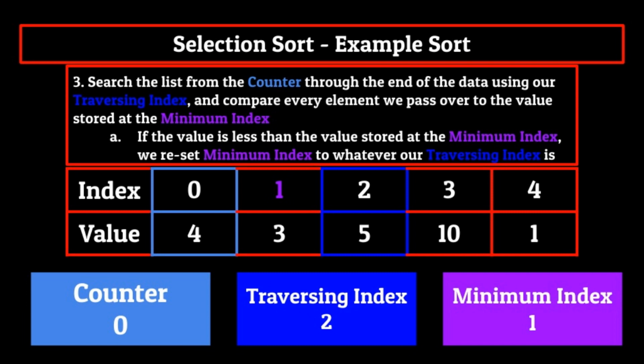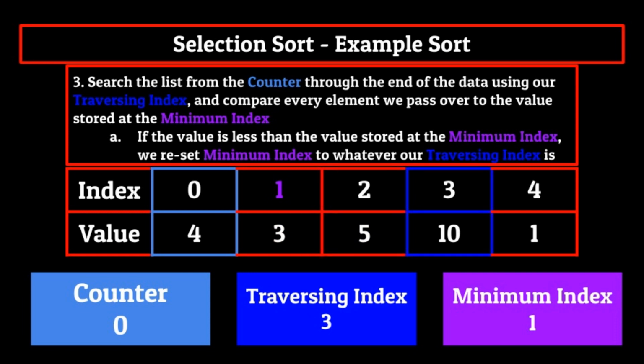Next up, we would compare the value stored at the third index, the integer 5, to the value stored at the new minimum index, which now contains the value 3. Since 5 is greater than 3, no swaps are necessary, and we can increase our traversing index once again.